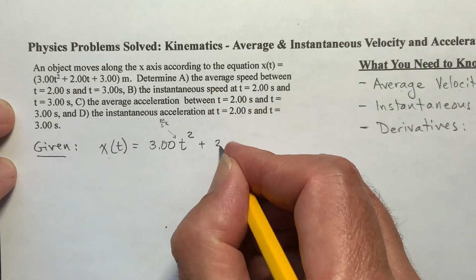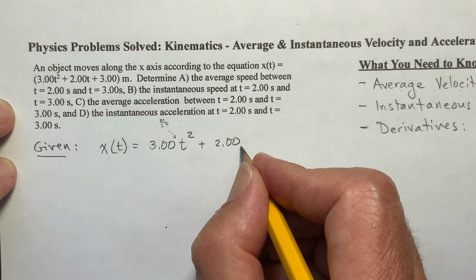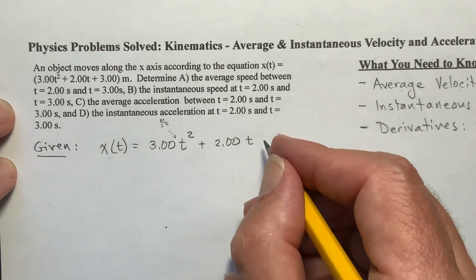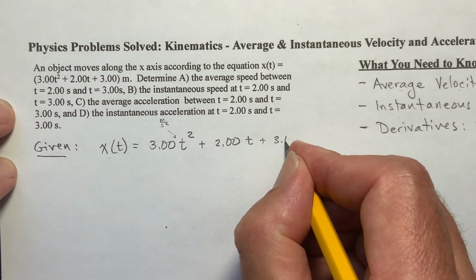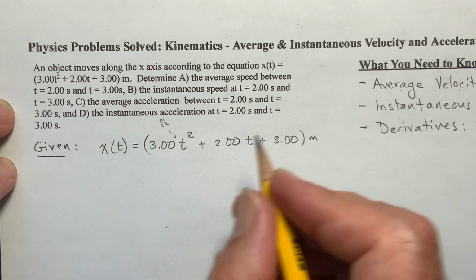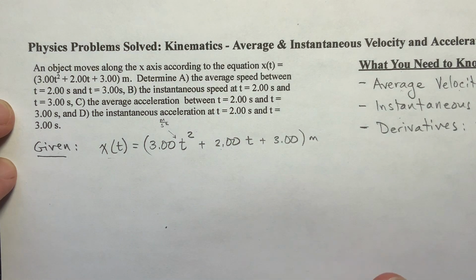Same is true with this. This should be 2.00 meters per second times time, which will give us meters, and then just plus 3.00. And the units for all of this at the end will be meters.